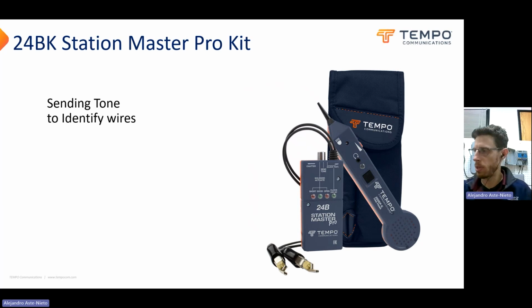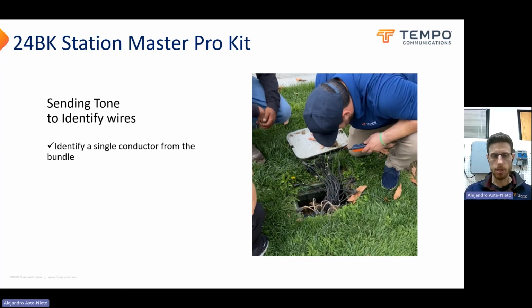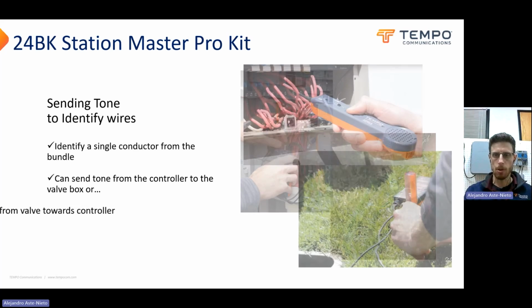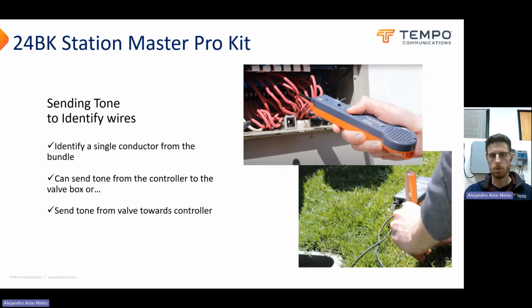This will also, if you get the kit with the little probe, put a tone on the wires so that you can identify them. What that looks like, if you have a pull box with a whole bunch of wires in it like this, you might not know which wire to look for. But this will make a sound louder on the one that you're hooked up to with the 24B on the other end. You can either do this going from controller to valve box or the other way around, from valve box to controller. Both are pretty handy.